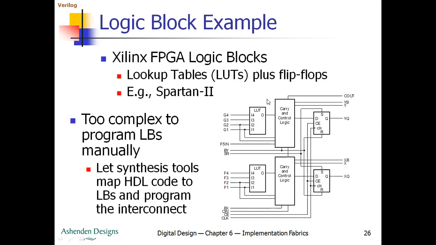Like in the first slice, you can find YB, Y, and YQ. Similar to that, in the second LUT you can find the outputs XB, X, and XQ, where X and Y are the two different functions implemented here. So in a single slice, one logical block of Spartan 2, this logical block can implement two functions, each having four variables: G1, G2, G3, G4, and the second function having four more variables, F1, F2, F3, and F4.